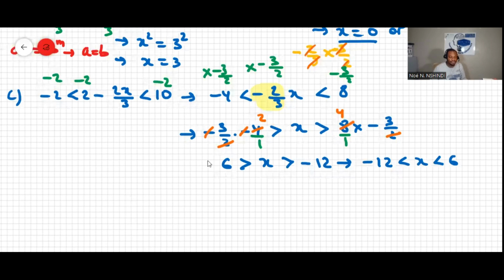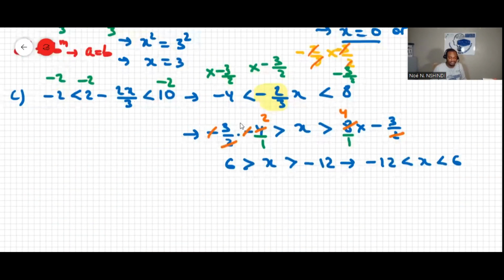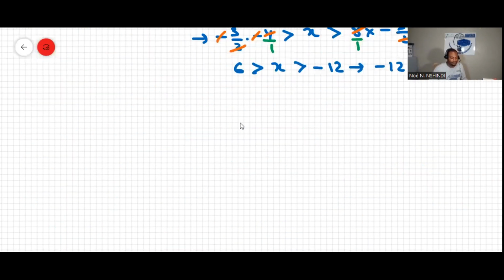Now we're going to do question D that says solve for P if P plus 24 over P equals 11. Hence, solve for X if this expression equals 11. Now, let's do it. D, what you have is P plus 24 over P equals 11.